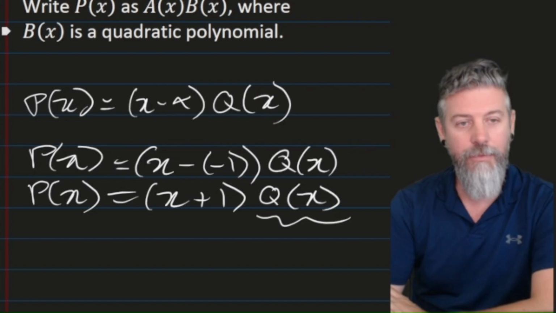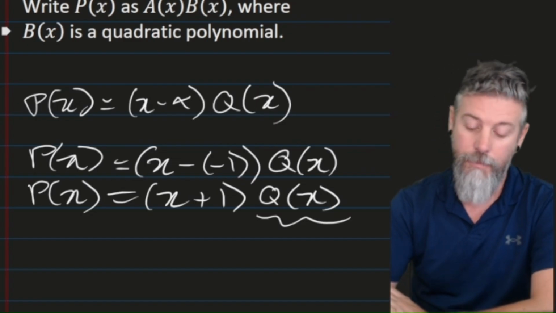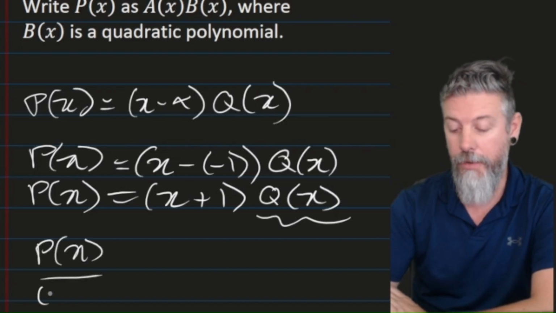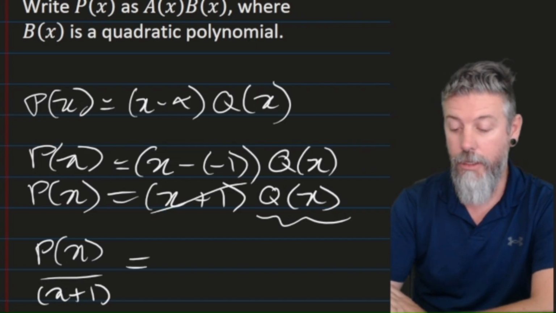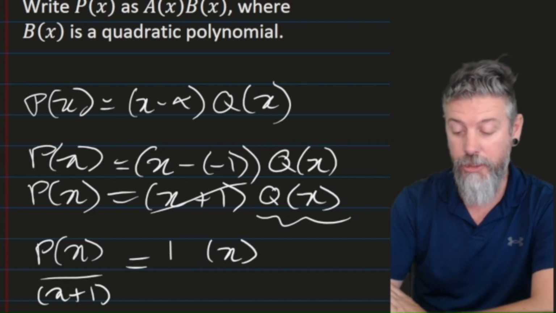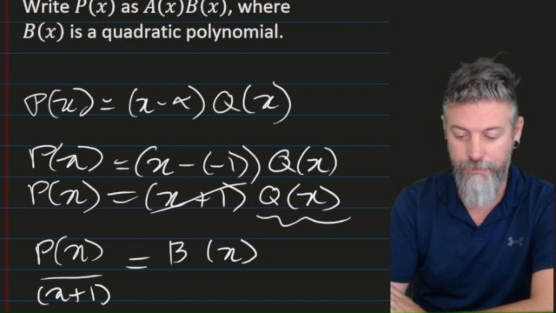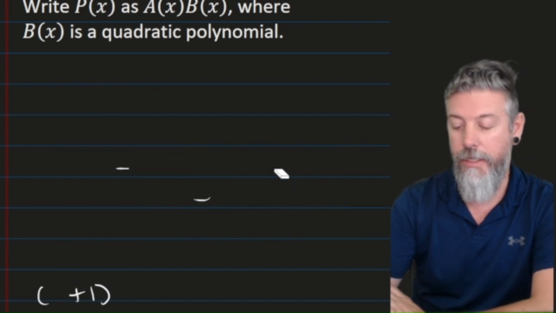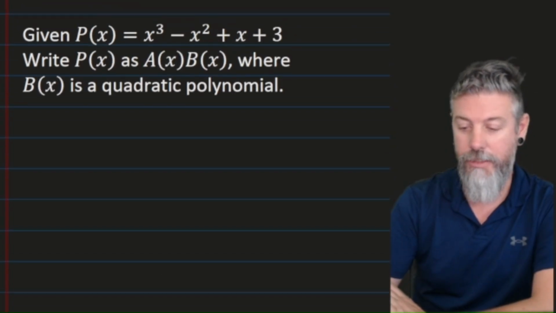So we therefore want to actually divide x plus 1 into p of x. Why? What would that look like? So p of x over x plus 1 will then equal, we cancel this out, q of x, or in this question, b of x, which is what we're trying to find. So we're going to divide the polynomial by x plus 1. Okay, let's go and do that. So we'll get rid of all of this and we'll go and do polynomial division. And I'm going to bring the question back so that we can see everything.